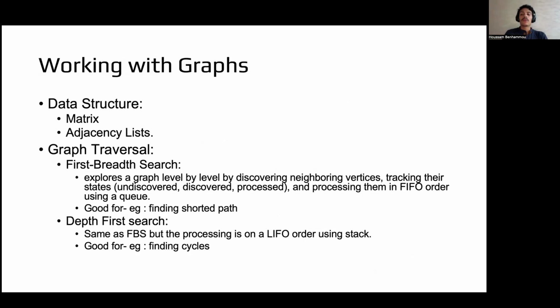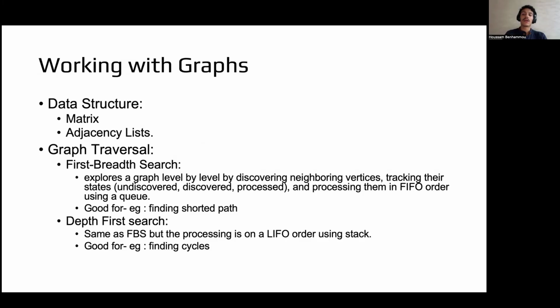And how can we work with graphs? Since they're just an abstract data structure, we need to implement them in our algorithms. To do that, we need to find a way to do it efficiently, of course. We can store graphs either with a matrix or adjacency lists. Both of these are good data structures that we can use to implement a graph.